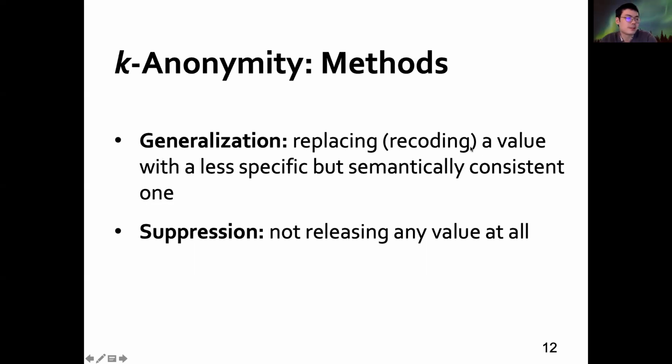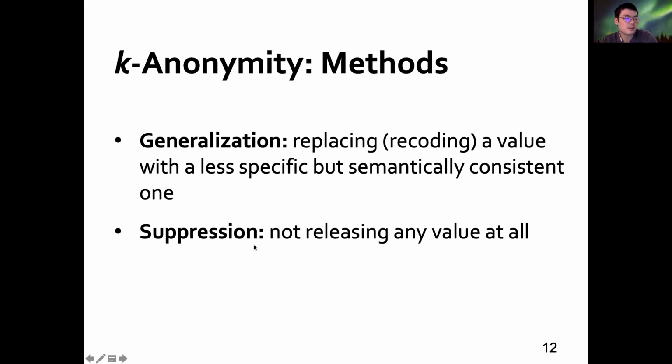You can also recode it. What is recoding? For example, you have a zip code 35233. You can say 3523 star. The last digit you don't disclose. Then that also protects information. So it's called recoding.